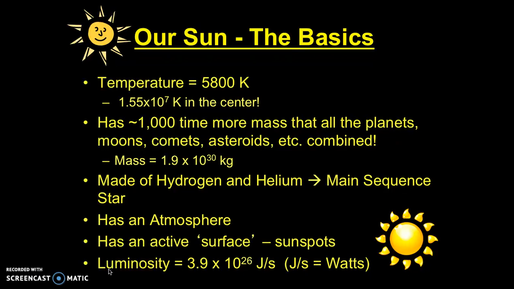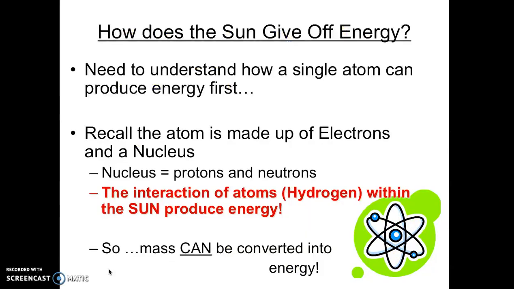We also talk about our sun being active, and one of the ways we think about our sun being active is by the existence of sunspots, and we'll talk about those today as well. And finally, the luminosity of our sun. Luminosity can be measured in energy per second coming out of the sun. That's in the measurement of watts. So it's how much energy is pouring out of our sun every second. And we'll cover luminosity a bit more in chapter 7 about properties of all stars.